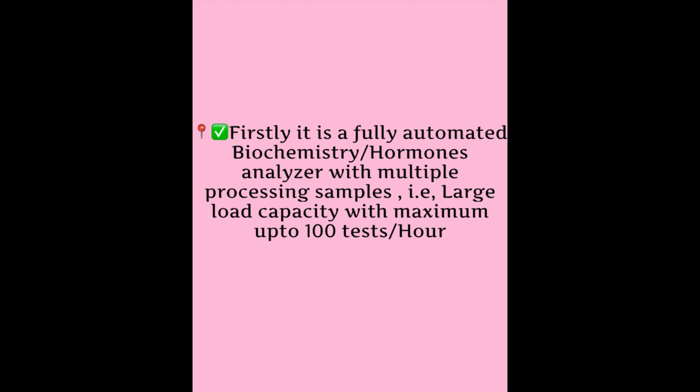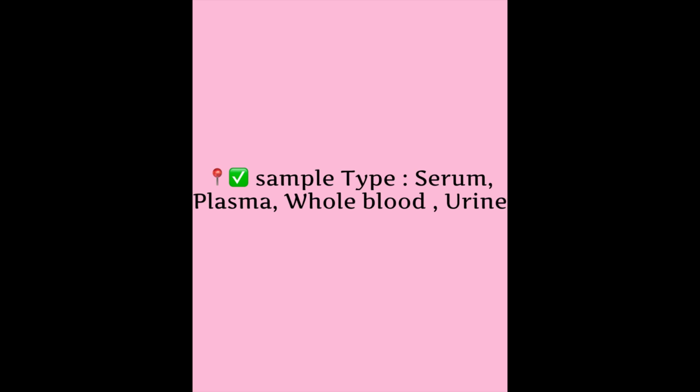Okay, next moving on to the second point: the sample types which the machine will accept are serum, plasma, whole blood and also urine. Next, this machine will also accept sample cups.